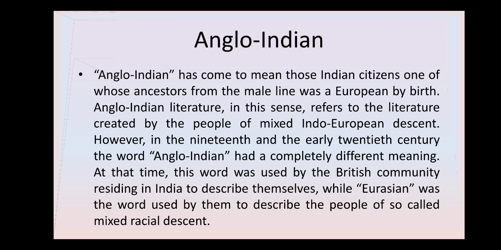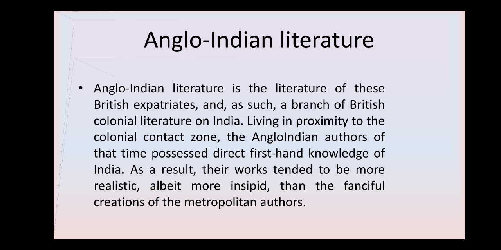At that time, this word was used by the British community residing in India to describe themselves, while Eurasian was the word used by them to describe the people of so called mixed racial descent. So, Anglo Indian literature is the literature of these British expatriates and, as such, a branch of British colonial literature on India.